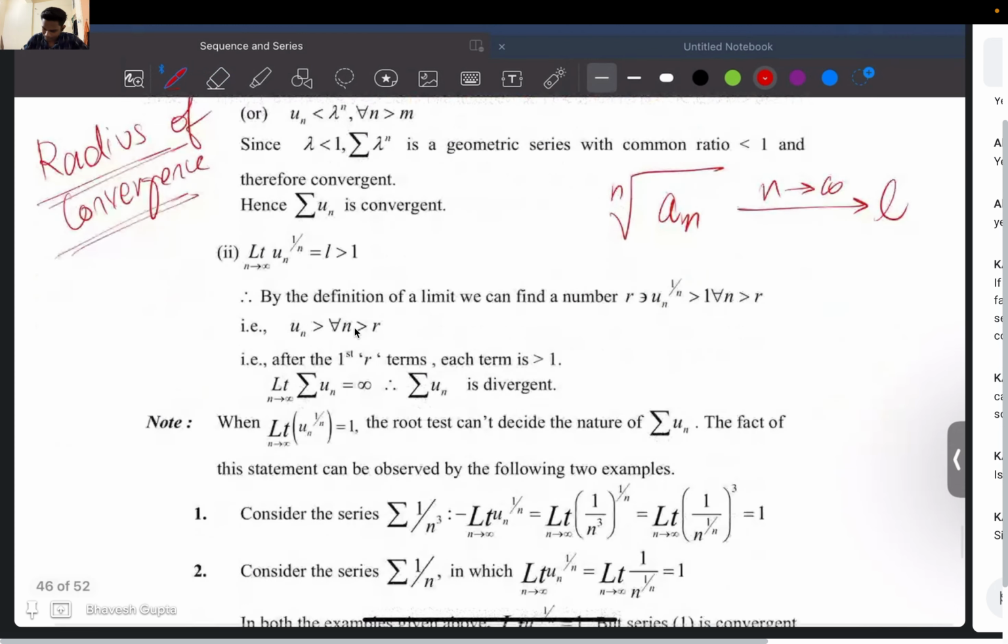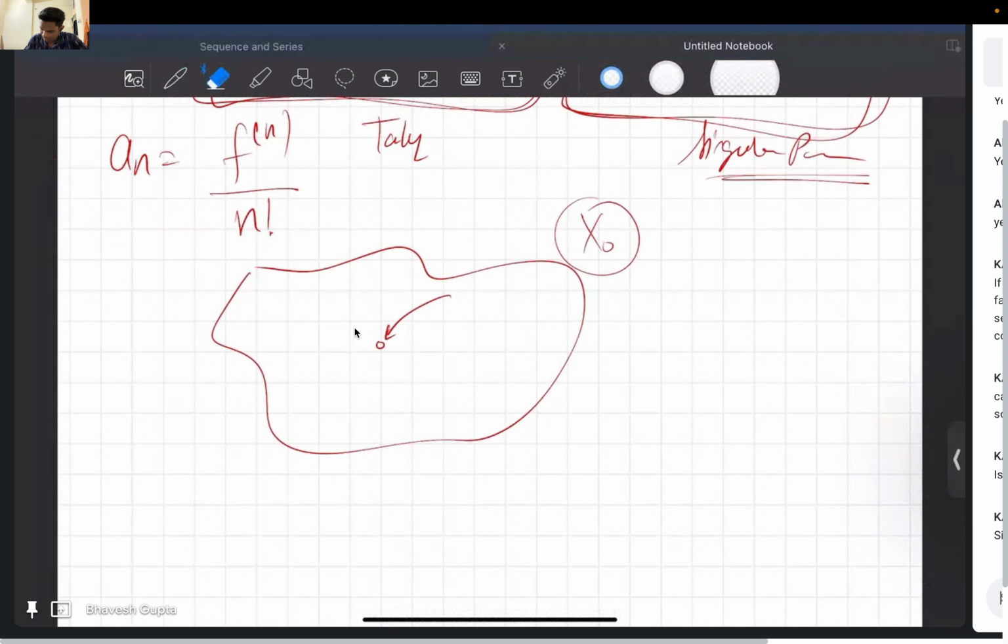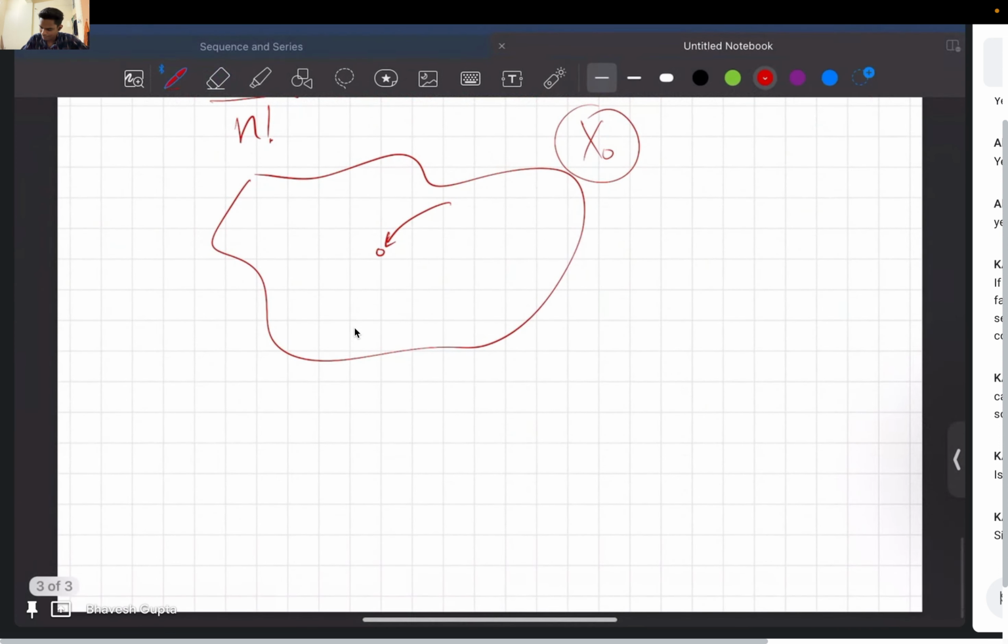Okay, let me do this. This sounds to be important. Let's say you have this sequence x_n, and if you see the limiting value of this x_n turns out to be some x naught. So basically, if you have this plane over here, you have this x naught.